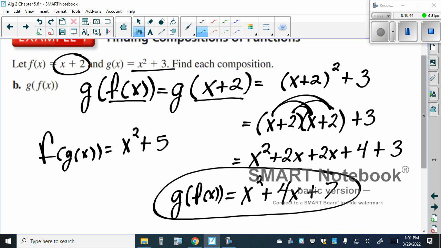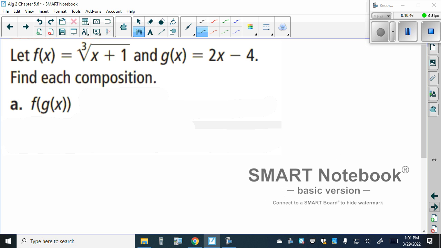All right. Let's look at the next one. Let f of x be the cubed root of x plus 1, and g of x be 2x minus 4. So the first one we want to find is f of g of x. Now we can do exactly like we did in the last one and write out f parentheses g parentheses x, close parentheses, close parentheses.